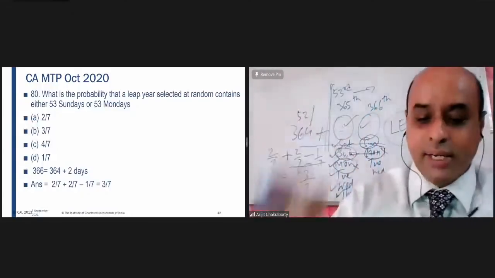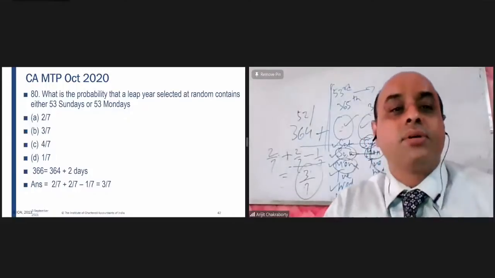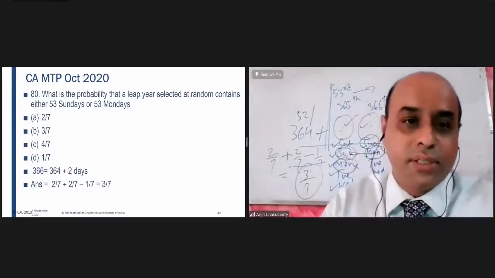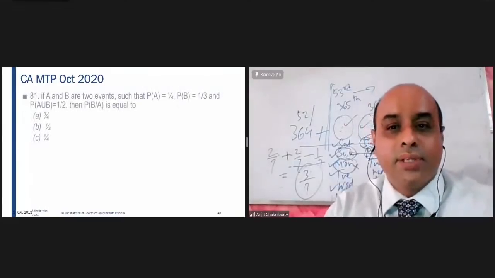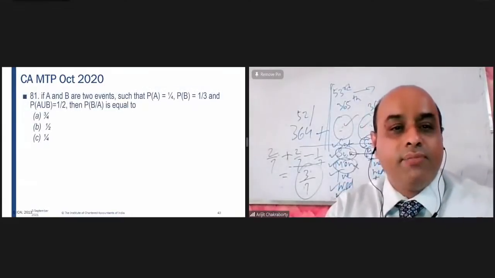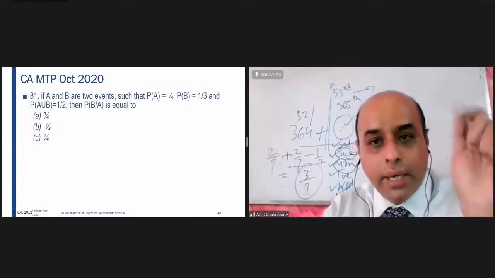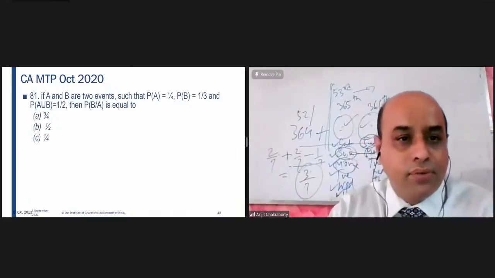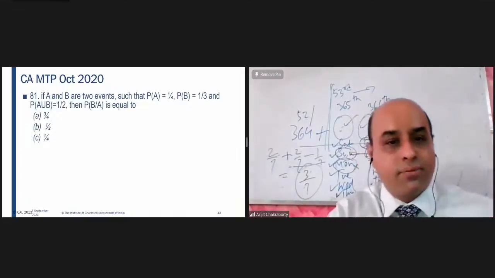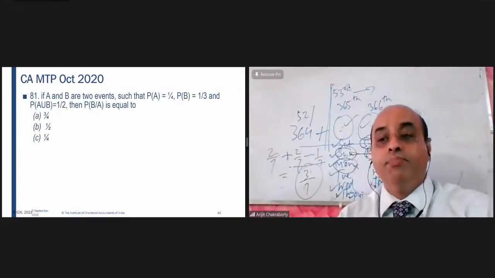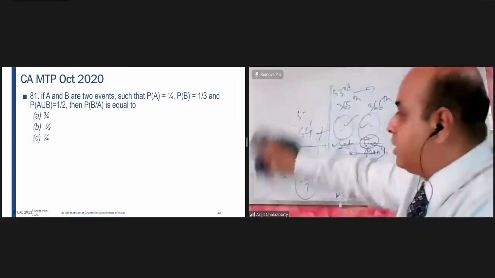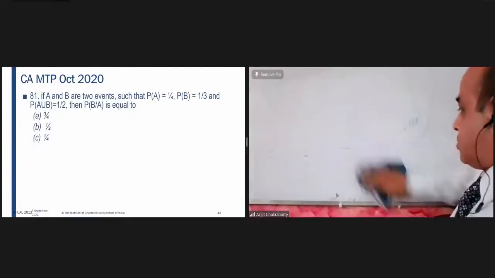So once again, really congratulations to the Board of Studies for giving us such lovely questions. The next question is also very interesting. If A and B are 2 events such that P(A) is 1 by 4, P(B) is 1 by 3, and P(A union B) is half, then what is the value of P(B by A)? So here it's a question of conditional probability. Let us try to work it out and see.